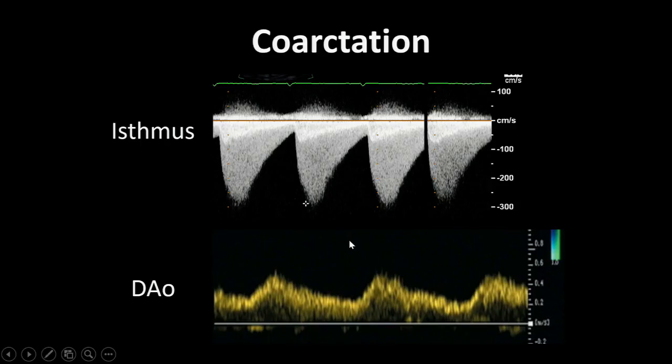Some of the Doppler patterns that you can see with coarctation: if you look at the isthmus, instead of having a normal rapid upstroke and rapidly declining Doppler trace, you can see this delayed upstroke to the peak and a prolonged downstroke, where you have persistent antegrade flow throughout diastole, consistent with a significant obstruction. If you look at the descending aorta Doppler trace, again, a blunted upstroke, a prolonged downstroke, and continued flow into diastole.